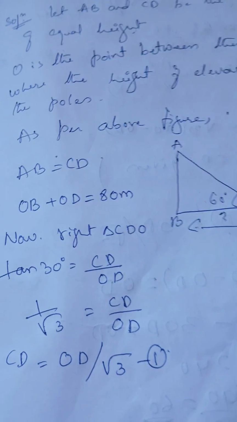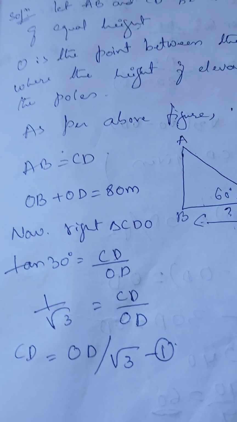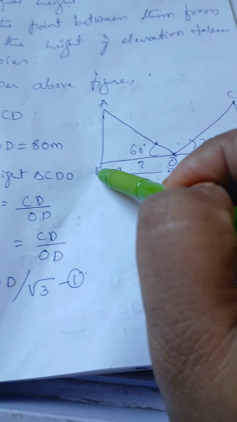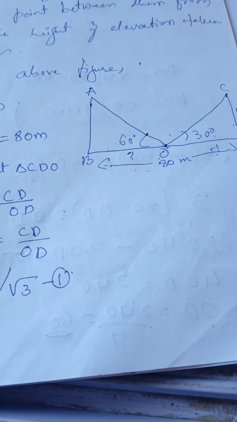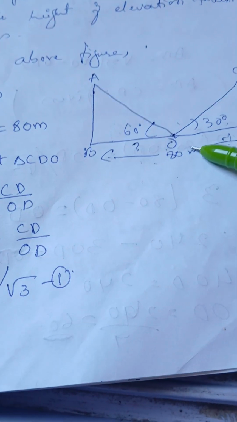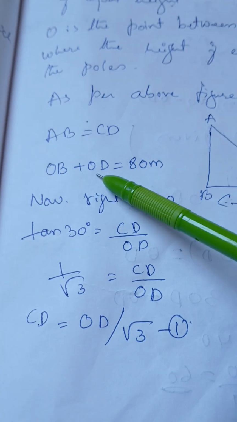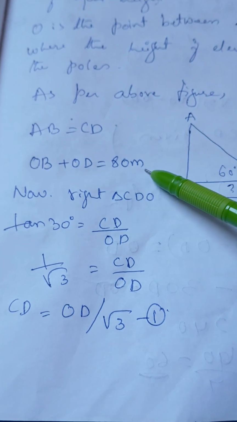As per the above figure, AB is equal to CD, and the total distance BD is BO plus OD. So we can write it like this: OB plus OD equals 80 meters.